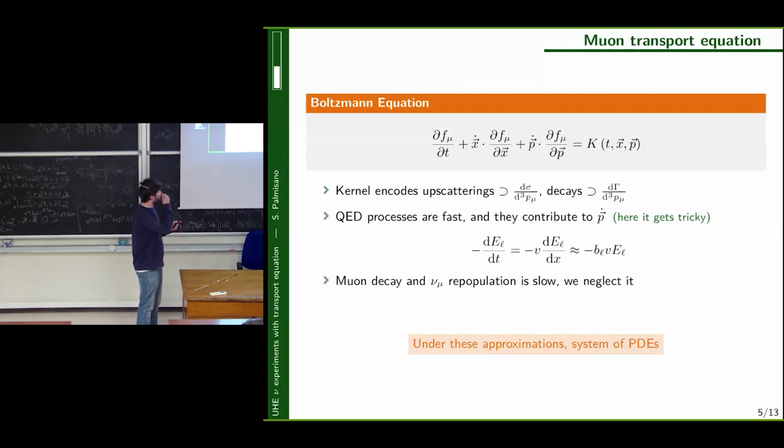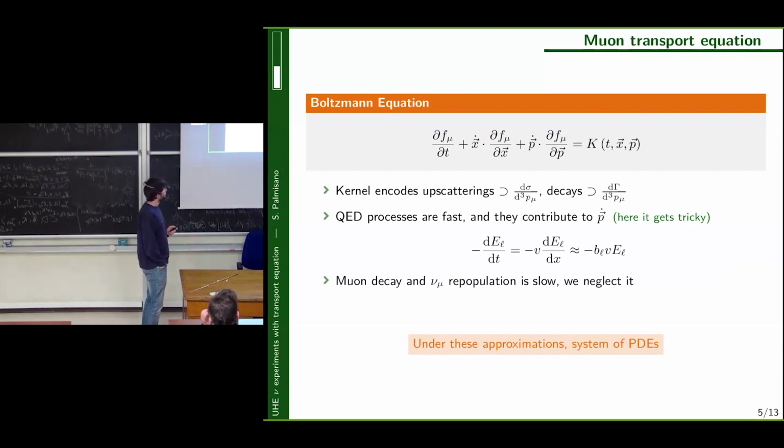So you have the convective derivative on the left and a kernel on the right, and this kernel encodes both the upscattering of neutrinos to muons and the decays of taus, or actually whatever new particle decays to muons and is produced by neutrinos, in the form of fully differential cross sections or decay rates that enter through the usual collision term.